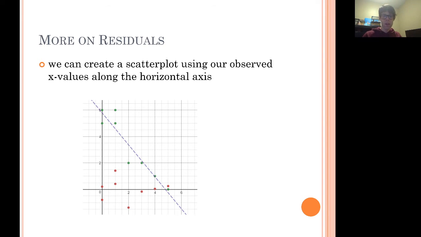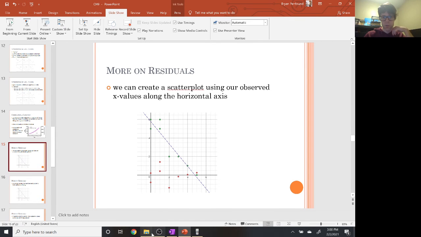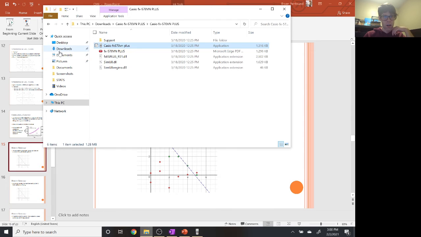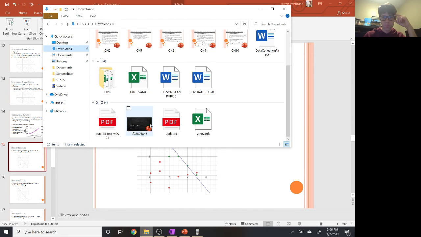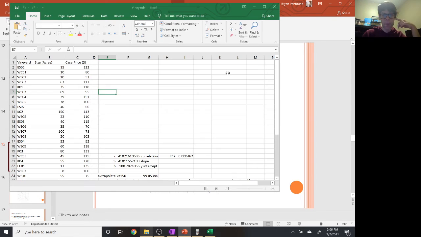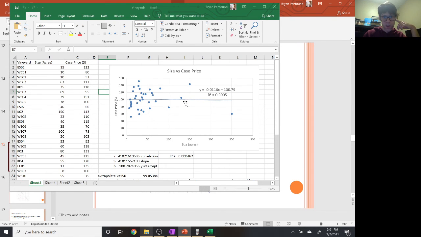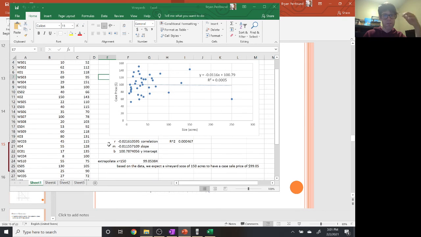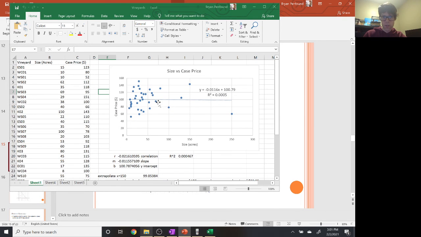In the lab, I think I can probably flash up some of that data that you guys would have seen in the lab on the Vineyards Excel document, just to kind of connect back to the lab so you guys can see that. So this was all of the data from the Vineyards lab, and this was kind of our line of best fit with all of our data.